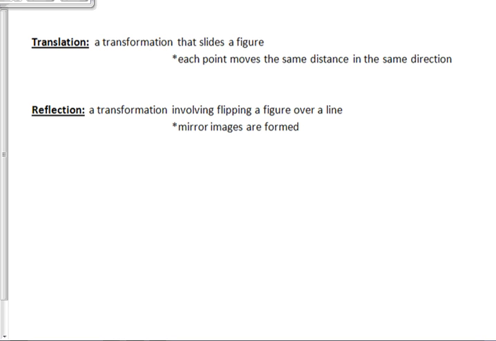Translation. A translation is a type of transformation. It's simply a slide of the figure where each point moves the same direction and same distance. A reflection is a type of transformation involving flipping a figure over a line. In this case, the given line is normally an X or a Y axis. It's just a mirror image that is formed.